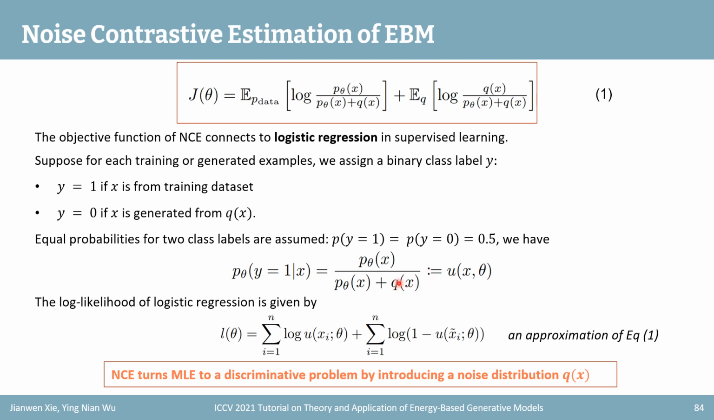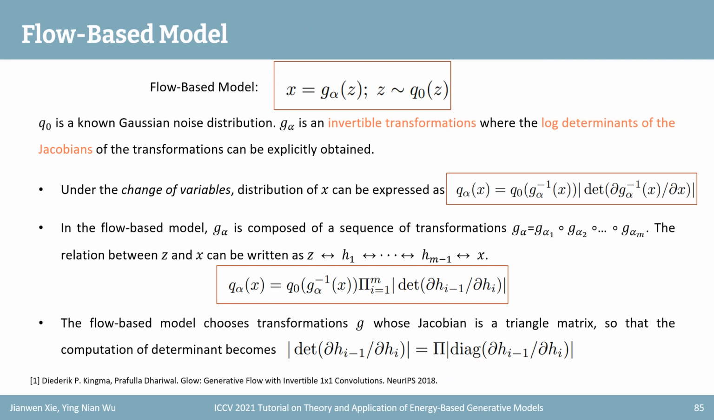And so here again, Q of x is a normalized density function of the noise distribution, and P theta is a normalized density of the energy-based model. So we assume that the true, real data can be approximately explained by this energy-based model. Okay, and this actually follows the discriminative perspective of energy-based model. Okay, and then how do we choose this noise distribution? Actually, we use the flow-based model.